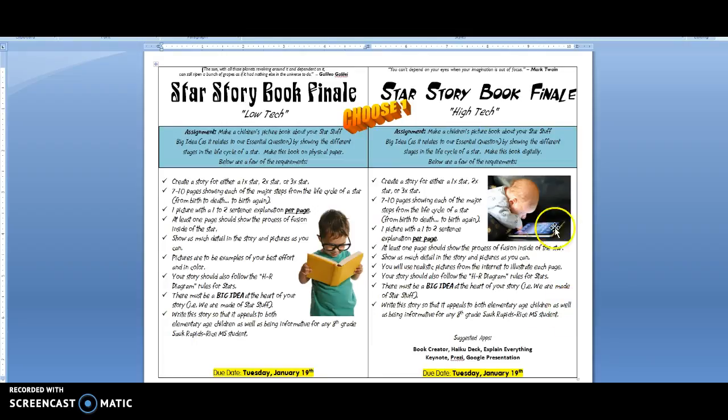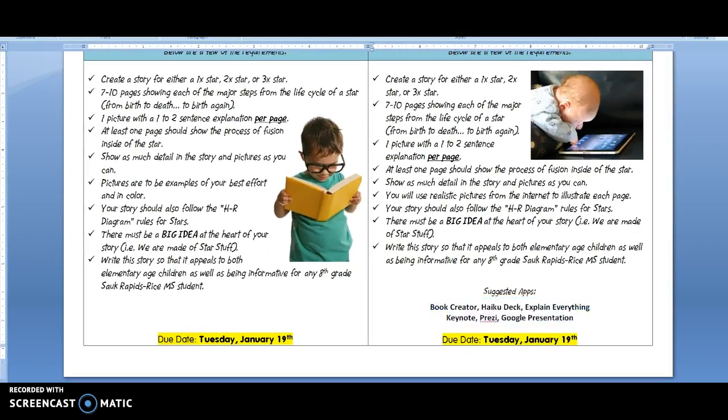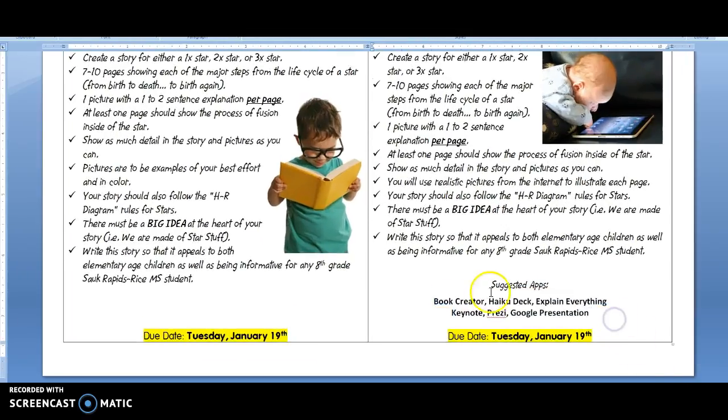And you'll notice the high-tech option is exactly the same. In fact, you can still draw your pictures over here in the high-tech option. You could even blend low-tech and high-tech options together, so that you could draw your pictures, use your iPad to take photos of it, and then bring it over into the high-tech book that you create. And you'll notice down here there are several suggested apps for this. Certainly if there's another app out there that you have on your iPad that you think would work, you're welcome to do that. But Book Creator is ideal for an assignment like this.